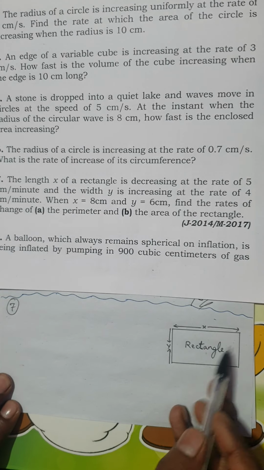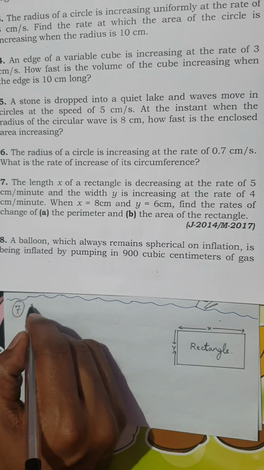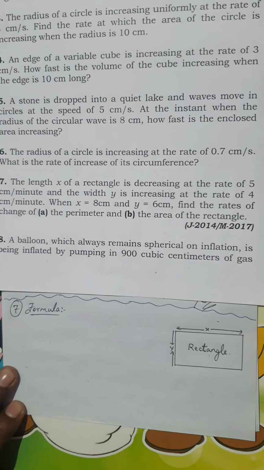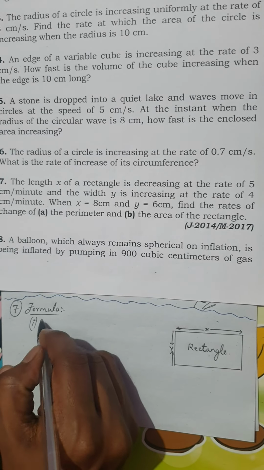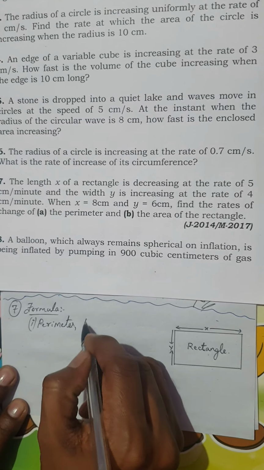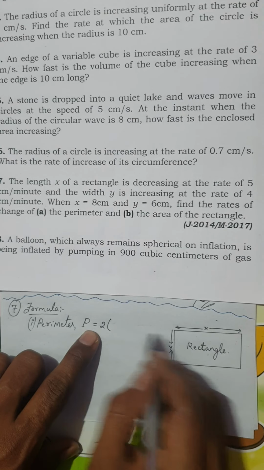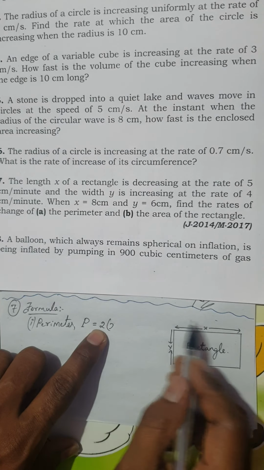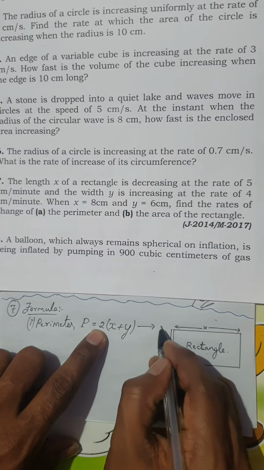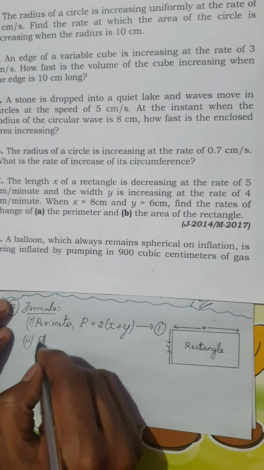Now consider a rectangle with length x units and width y units. Let me write the required formulas. First formula is the perimeter, because we have to find out the rate at which the perimeter is changing. What is the formula for perimeter? We know the perimeter of a rectangle is 2 times x plus 2 times y, so I am going to take it as 2 times x plus y. Take it as equation 1. And the next one is the area of a rectangle.